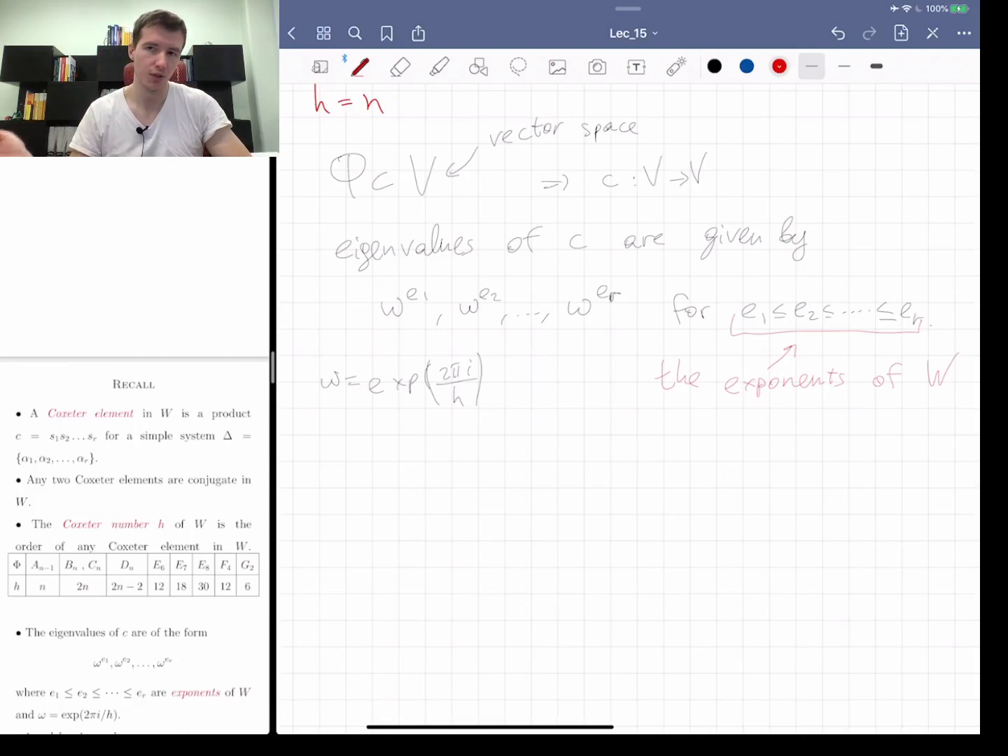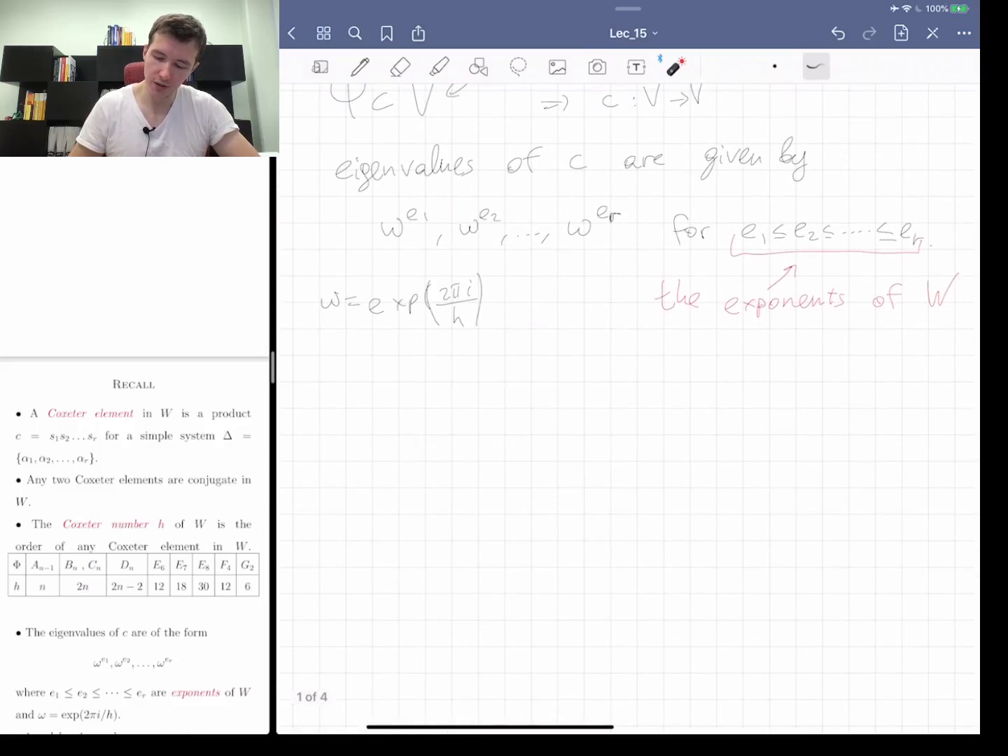Since all Coxeter elements are conjugate, they have the same eigenvalues, and so you get r integers assigned to any crystallographic root system. Before I give you an example, which is going to be type A, let me mention a couple of facts about these exponents. The first claim is that 1 and h minus 1 are always among this list.